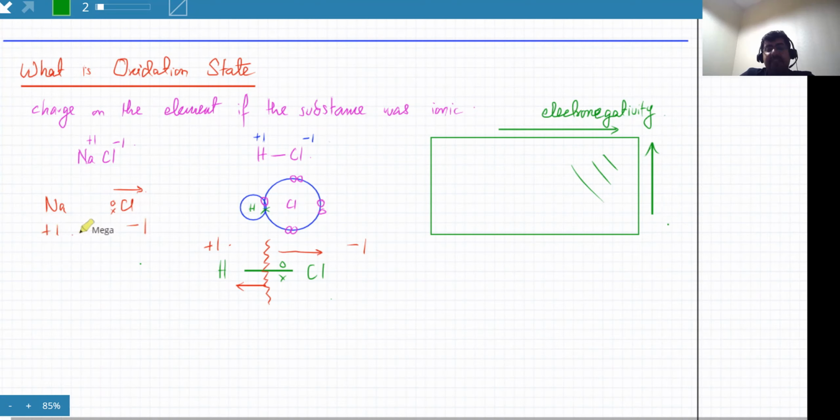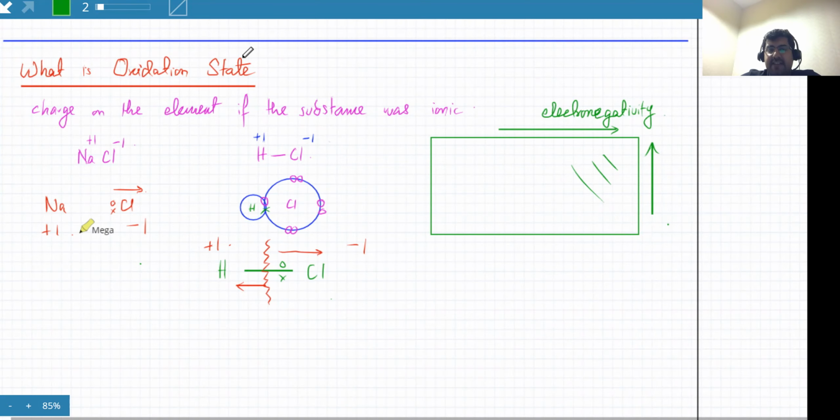So in that case, they are actual charges. These are actual. This is a full blown +1 charge. This is a -1 charge. But in HCl, the competition is still going on. No one is a clear winner, but the electrons are slightly closer to Cl. So that's the difference between what a charge is and what an oxidation state is.